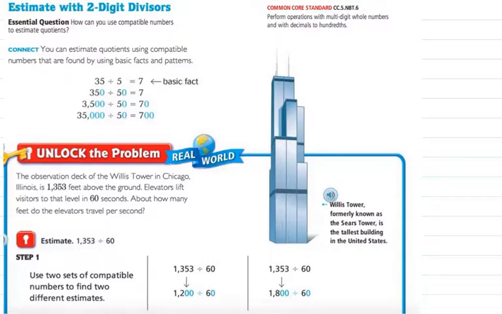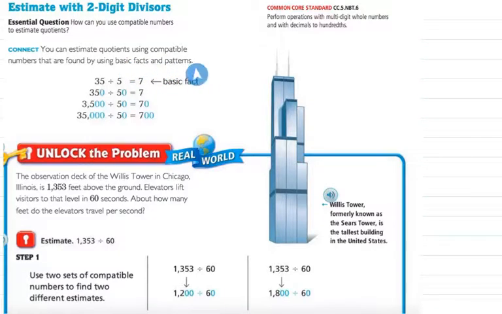Boys and girls, we are on lesson 2.5 and we are going to be estimating with two-digit divisors. We're going to start at the top of the page by the essential question, which is how can you use compatible numbers to estimate quotients? So we're going to connect, boys and girls. Keep in mind this is going to help you because you've done this before in multiplication. You are going to estimate quotients using compatible numbers that are found by using basic facts and patterns.